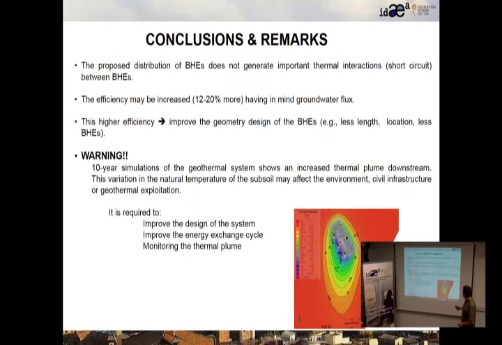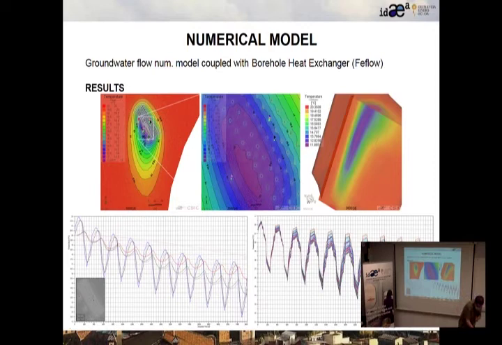Yeah, this is a relevant question because if you can see here the thermal plume, we simulate a single geothermal exploitation. But what happens if there is another one here? You can reduce a lot the efficiency of the neighbor geothermal system. So nowadays there are regulations in Europe that are collected in Spain. But they don't take into account the groundwater systems. They only focus on the convection. So they don't take into account the advection and dispersion of groundwater. So it's really relevant for the behavior of all the geothermal systems in an area.